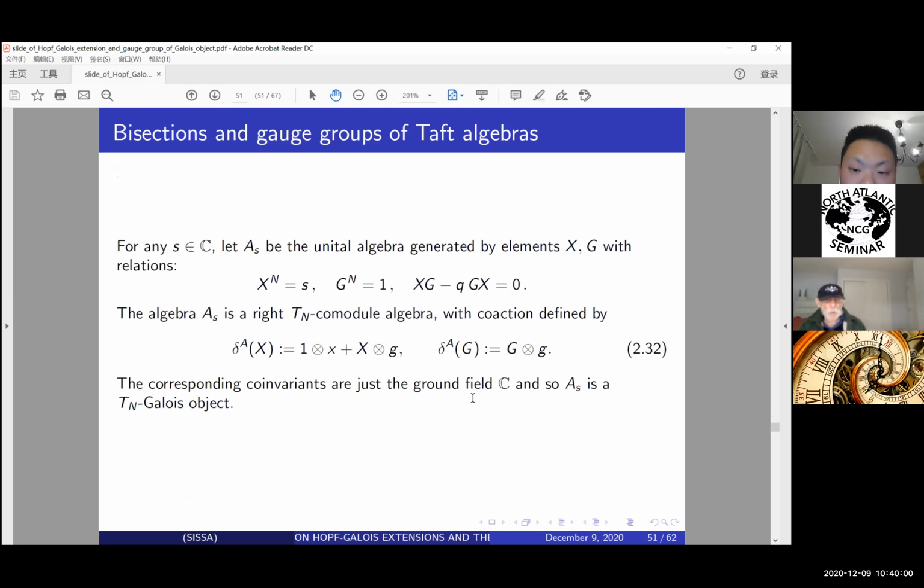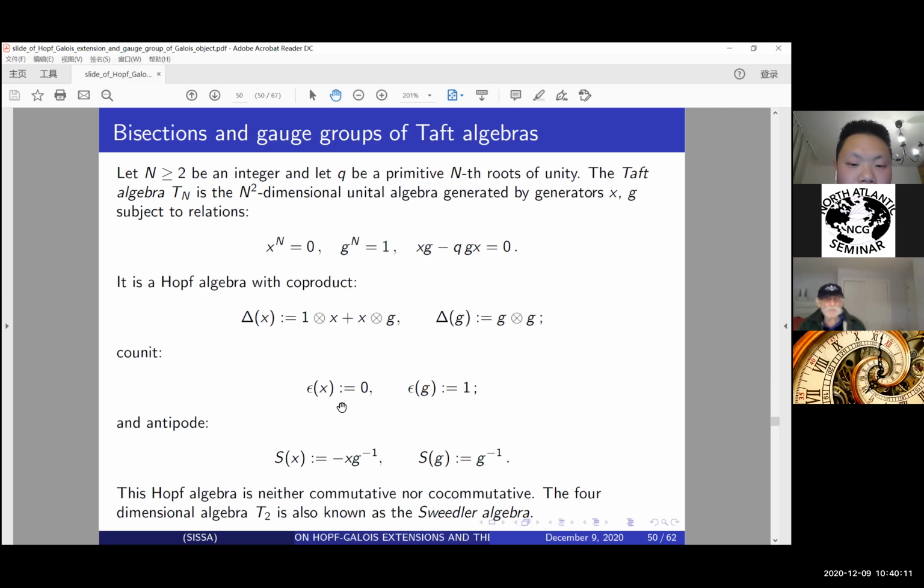Is the Taft algebra a Hopf algebra? Yes, it is a Hopf algebra, and its antipode, counit and coproduct are all defined here. And you have one Taft algebra for each capital N? Yes. For each integer n, there is a Taft algebra. So we have different kinds of algebra depending on what dimension you use.